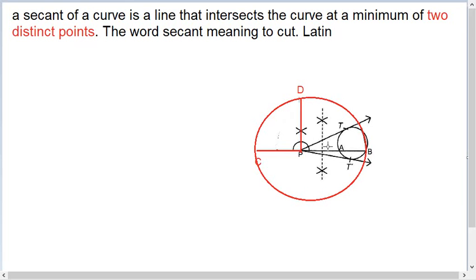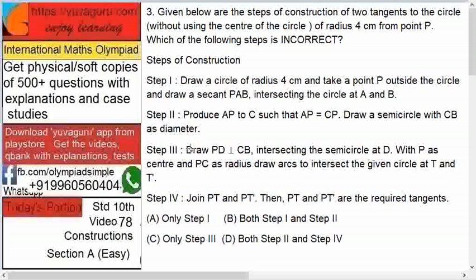and draw this. Now you get this point as a center. Okay, now put the compass point on this and draw an arc like this. Use only the semicircle; the other part you can discard. Okay. Step number 3. Draw PD perpendicular to CB intersecting the semicircle at D.